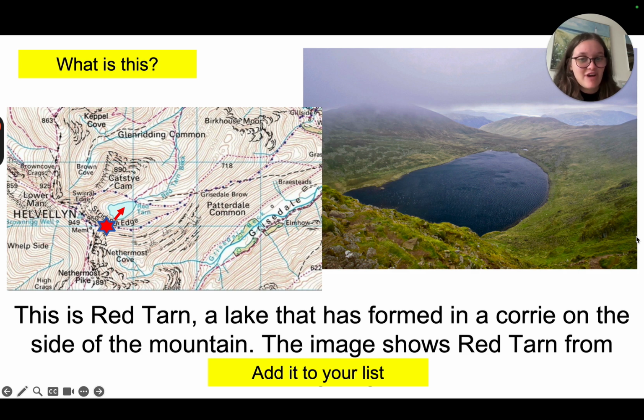Next, this is Red Tarn. This is a lake that is formed in a corrie on the side of a mountain. This image shows Red Tarn from the north. So what kind of feature is this? Looking again at the map here, Striding Edge is going around the side. There's something else happening around this other side. So what is this feature here? Look at the contour lines and what is Striding Edge.